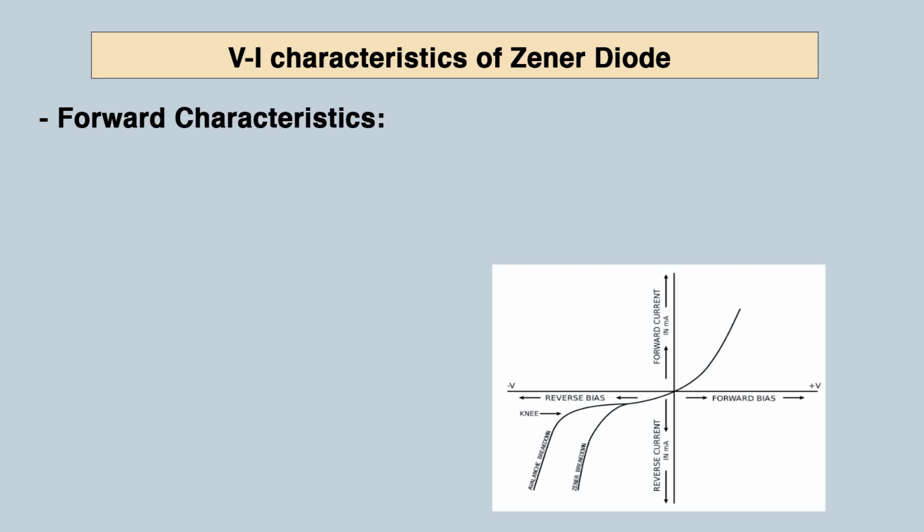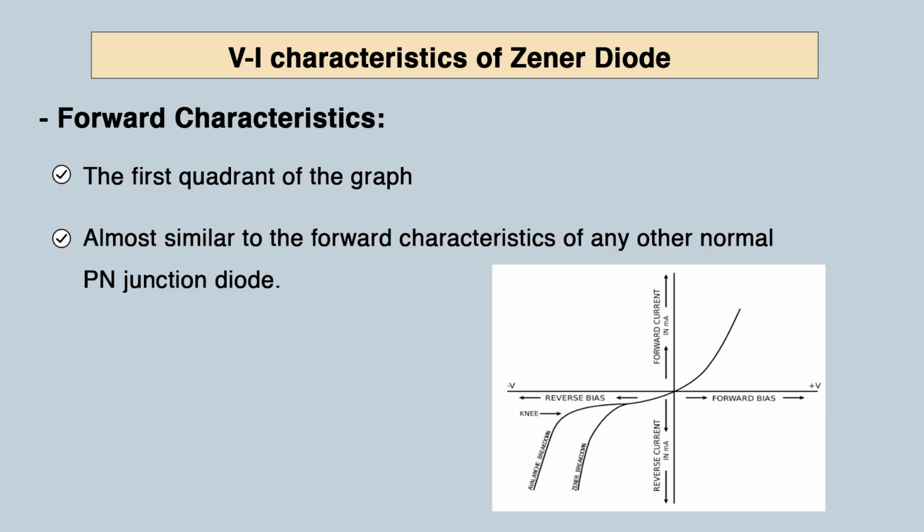So the VI characteristics of a Zener diode are divided into two parts, which are as follows. First is the forward characteristics. The first quadrant of the graph depicts the forward characteristics of a Zener diode, from which we can understand that it is almost similar to the forward characteristics of a normal PN junction diode.